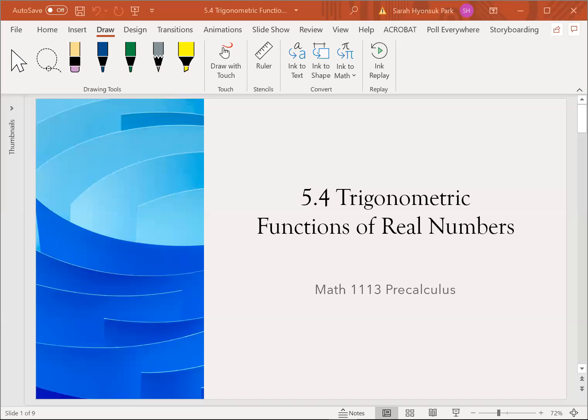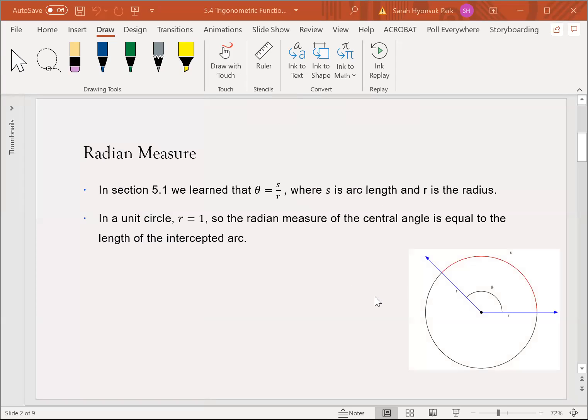Hi, everyone. Let's talk about 5.4. This section focuses on trigonometric functions of real numbers. Let's go back to what radian means in a circle.